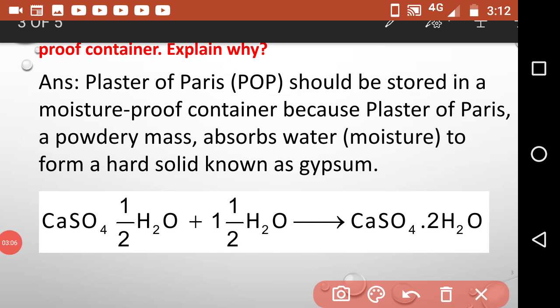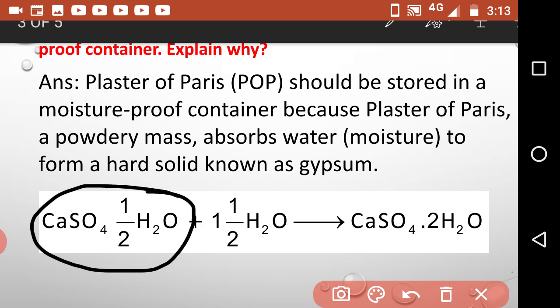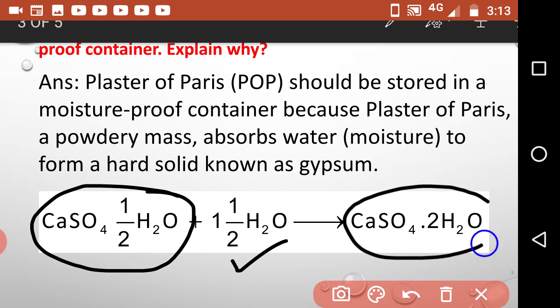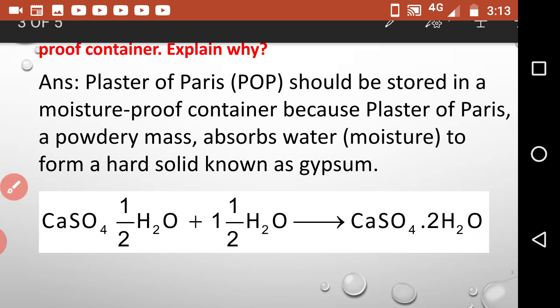Plaster of Paris should be stored in a moisture proof container because plaster of Paris, a powdery mass, absorbs water and forms a hard solid known as gypsum. So when plaster of Paris is kept open, it reacts with water and forms CaSO4·2H2O. So this product is called gypsum.